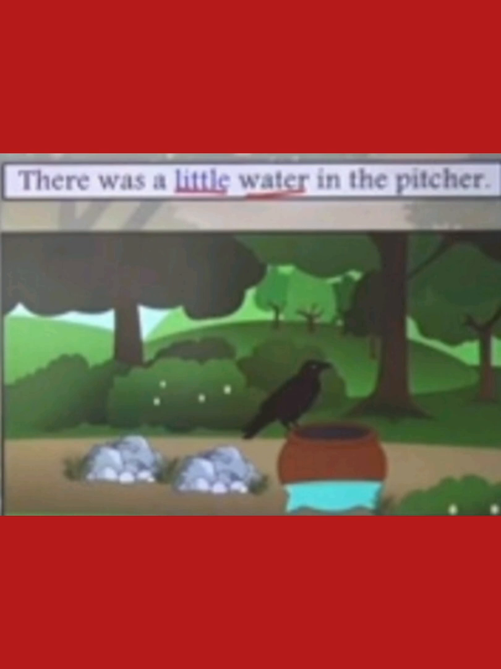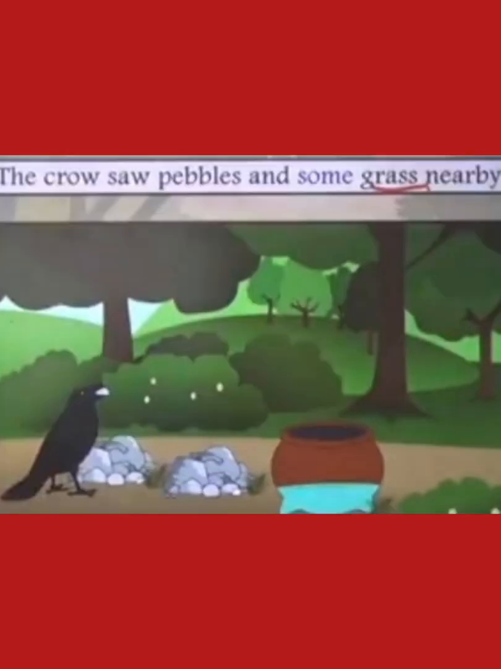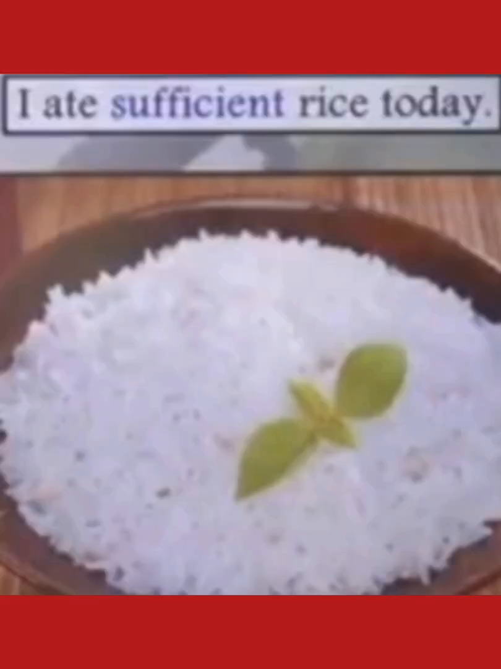Let's see another example. The crow saw pebbles and some grass nearby. Here, grass is the noun and some is describing the grass and it is telling us the quantity of the grass. And it is answering the question, how much? How much grass? Some grass. So, some is considered as the adjective of quantity.